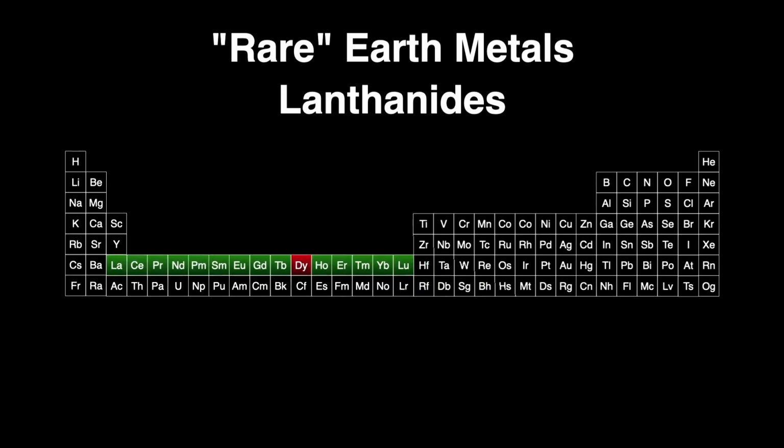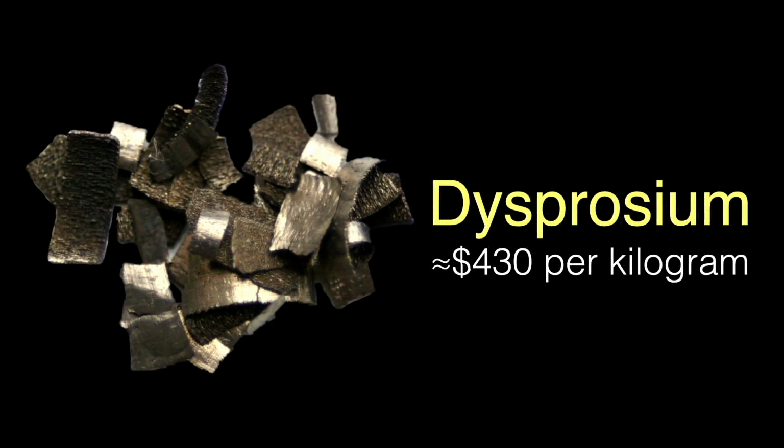As with most elements, the price of dysprosium varies widely with purity and the quantity you buy. 99.5% pure dysprosium goes for about $430 per kilogram in large quantities, a little more than the other rare earth elements we've encountered.